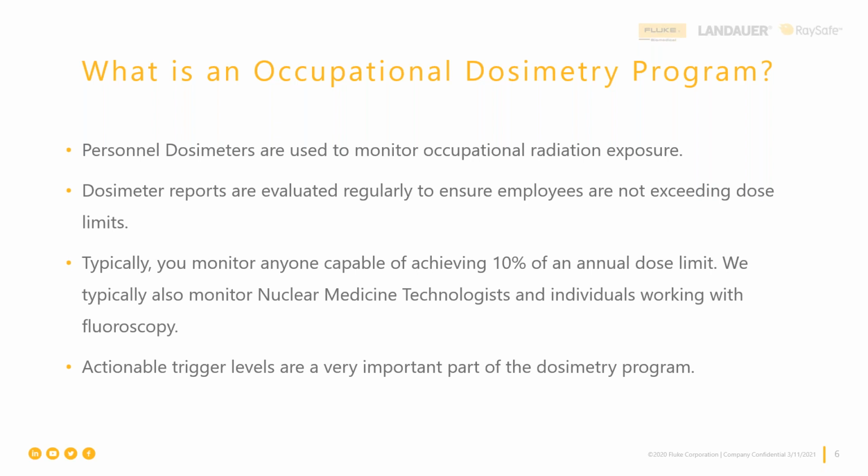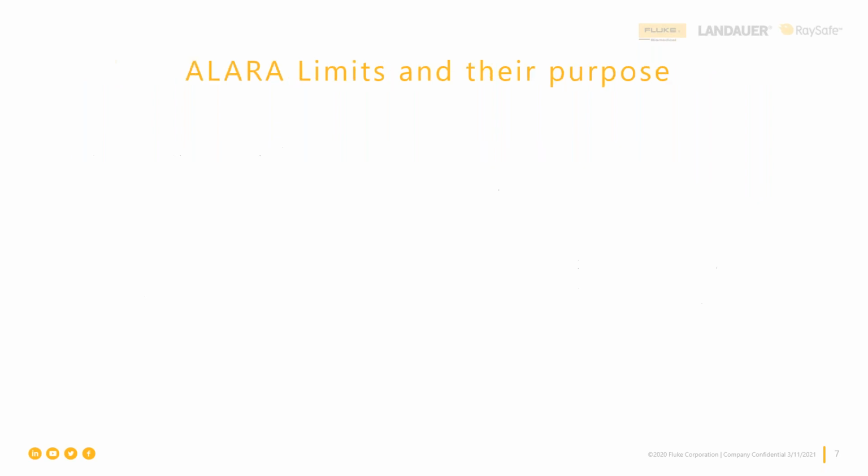Maybe you did it 10 years ago, maybe a lot's changed in 10 years, and you need to monitor those people again to get an idea of what their dose levels are. Regardless of what type of dosimeter you use and how it works, you do need some actionable trigger levels. These are levels that you establish in your dosimetry program that tell you to do the next thing. And these are called ALARA limits.